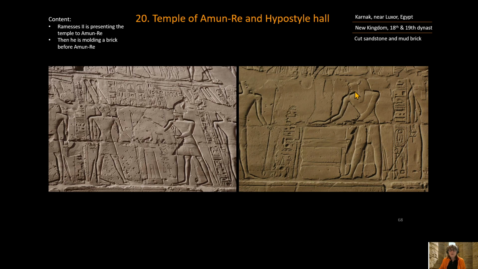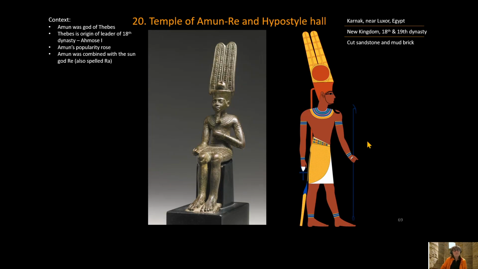And here, Ramses II is making the clay bricks. This is made out of mud brick. So he's making those bricks, showing Amun-Re, hey, I'm making this for you.